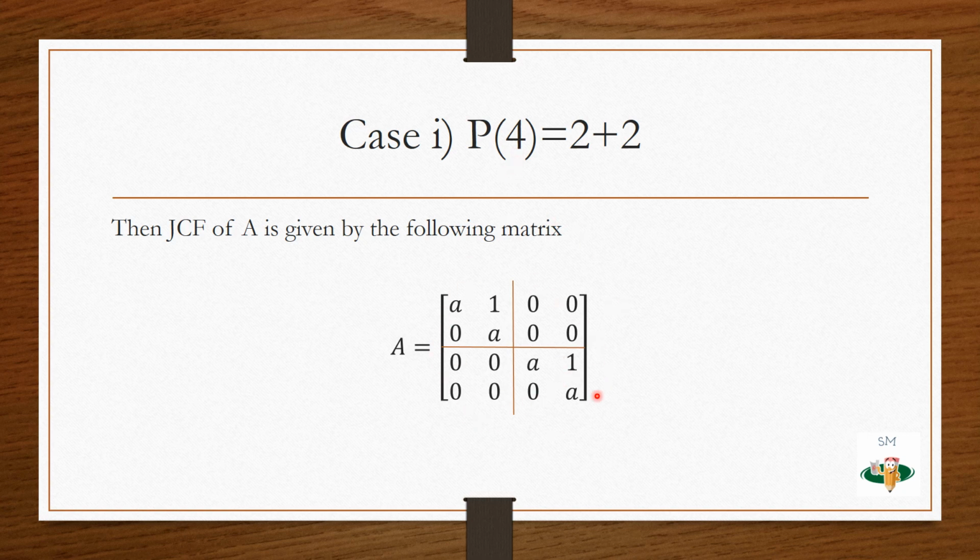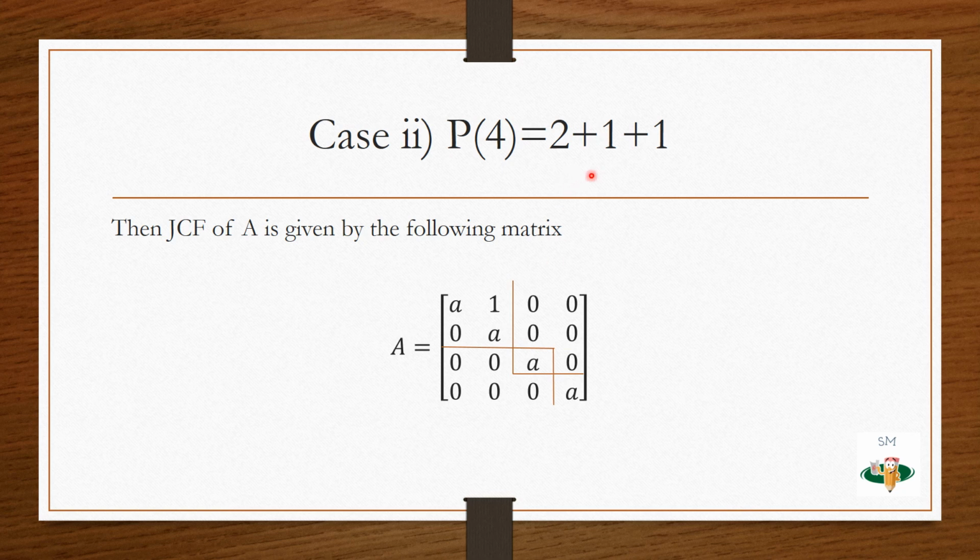Jordan canonical form will be the 4 cross 4 matrix, which consists of two 2 cross 2 block diagonals. So this is one 2 cross 2, this is one 2 cross 2 block diagonal. This block diagonal consists of A, A and the super diagonal will be 1, and this block diagonal consists of A, A and the super diagonal will be 1. These two A's are in different blocks, therefore the super diagonal entry is 0.